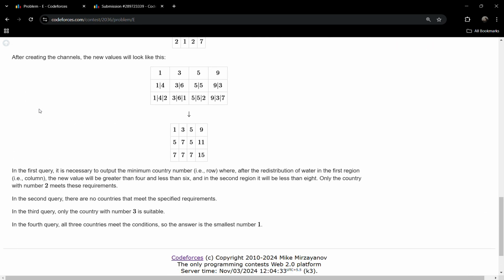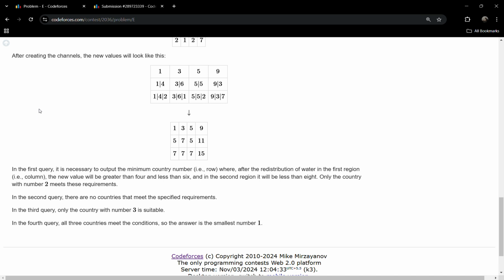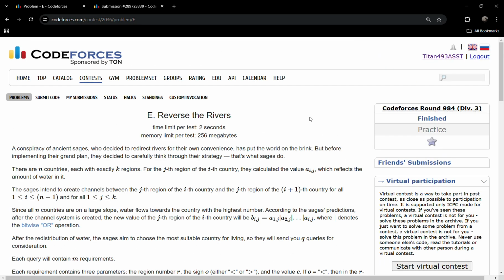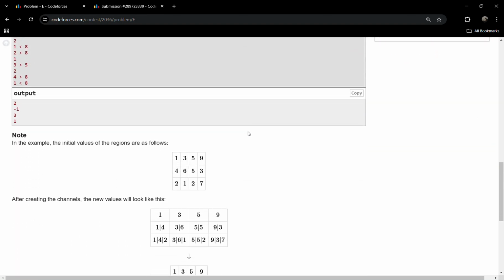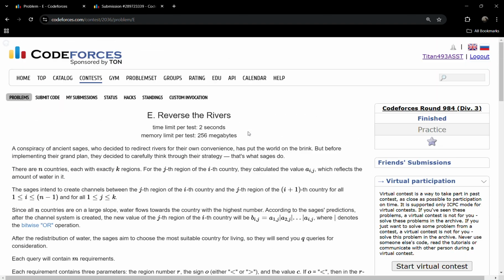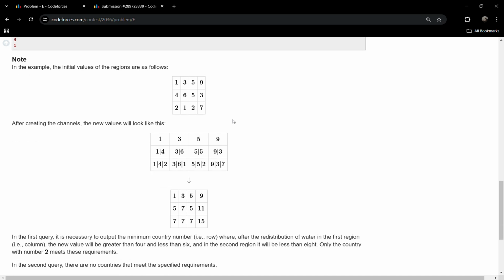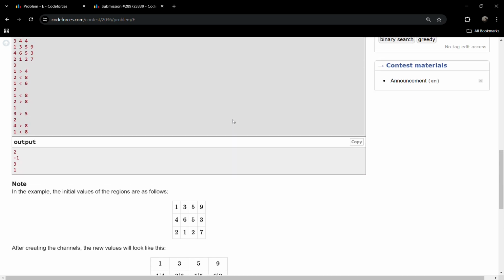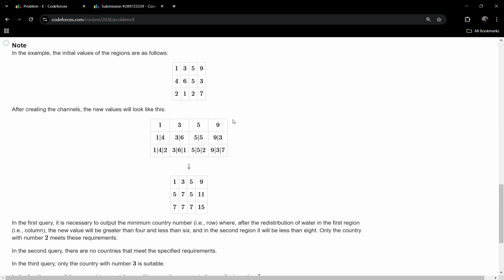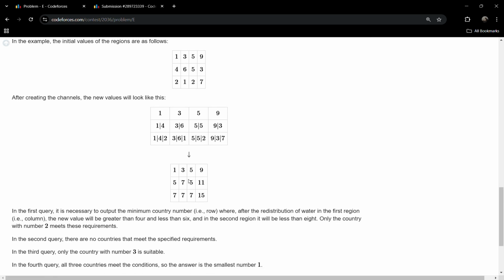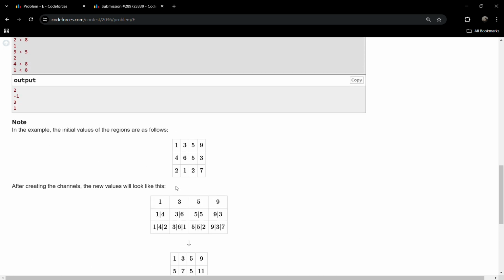So I attended this contest, the Div 3 contest. I was able to solve till D, meaning the fourth question only, because I didn't get time for solving this. Otherwise I think I would have solved this. It is simply binary search.